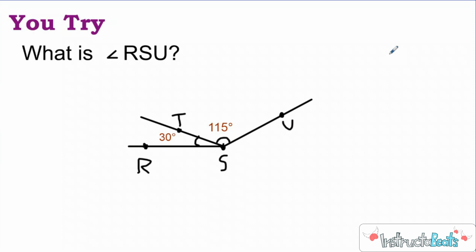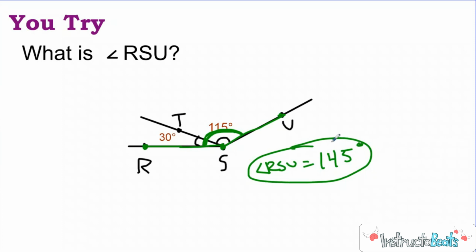So hopefully you just paused it, and now we're checking it. So I know angle RST is 30. Angle TSU is 115, but we're looking for angle RSU. You actually need to know how to name the angles and read the angles for this to work out. There we go. So we're looking for this kind of bigger angle right here. So I know it's 30 here, another 115 right there. If I add those together, that means my angle for RSU should be 145 degrees. Okay, so hopefully you got that one correct. If not, go back, rewatch the video, kind of see what we're doing.